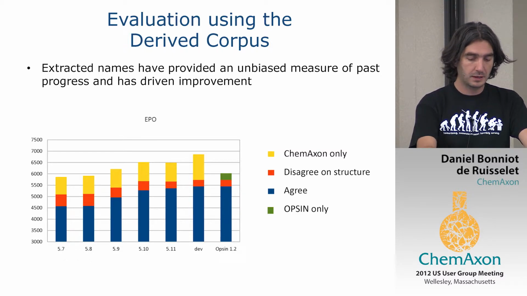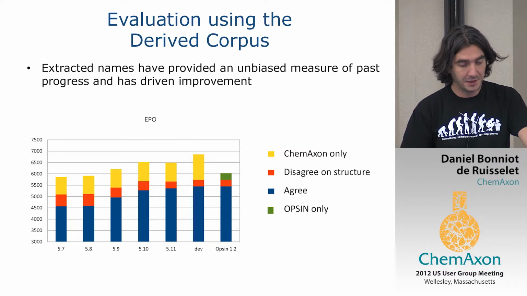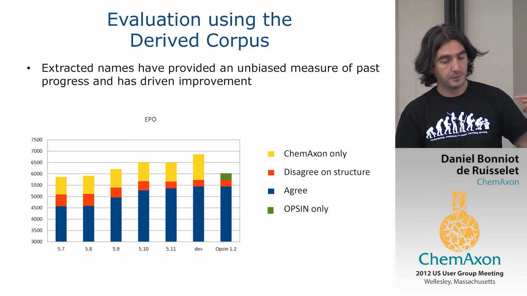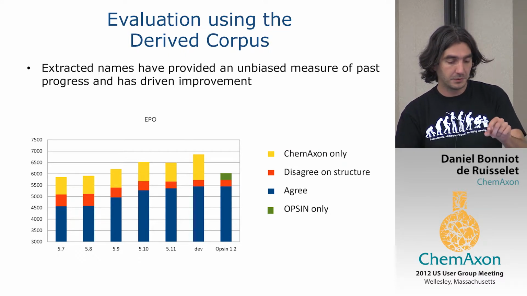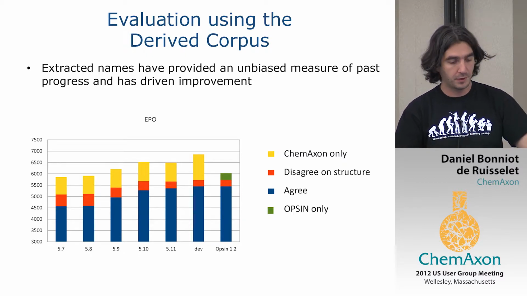Here you can see quite clearly that things are getting better. In some releases the focus is more on blue. If you have more yellow, and the total is growing, it means we are converting more things.